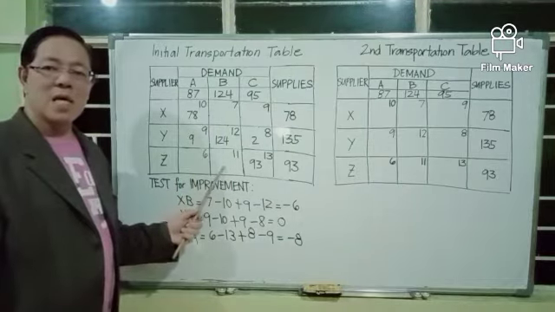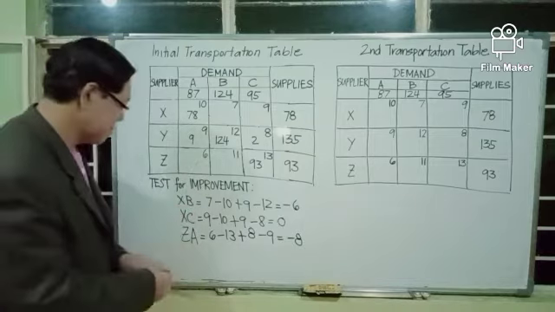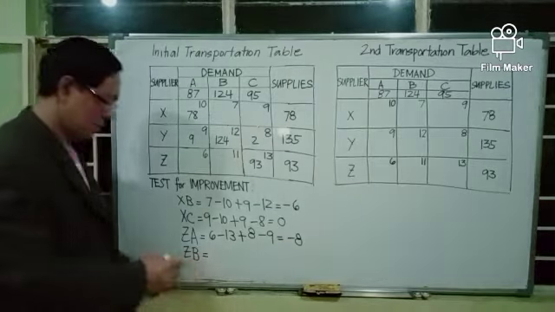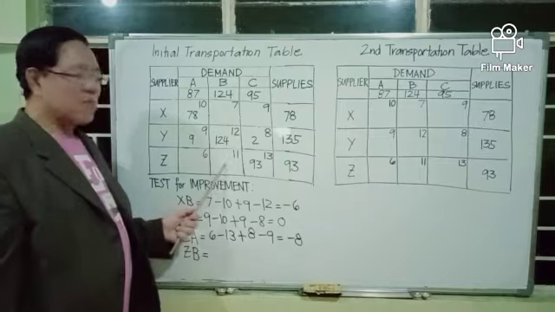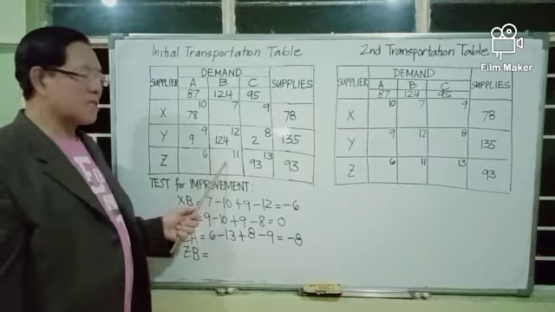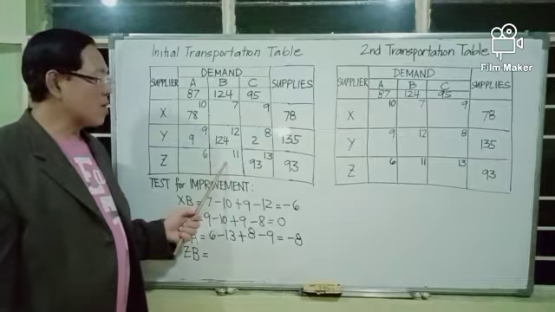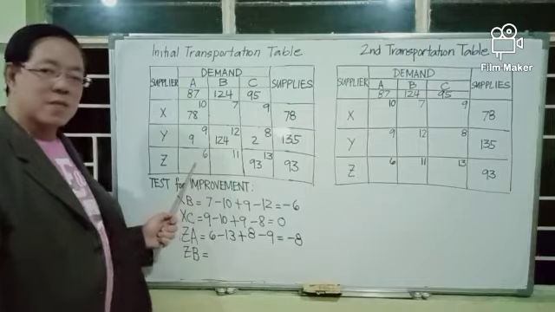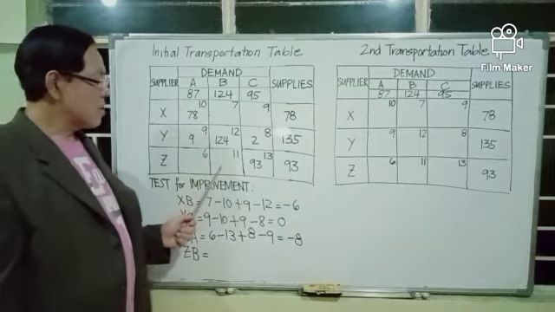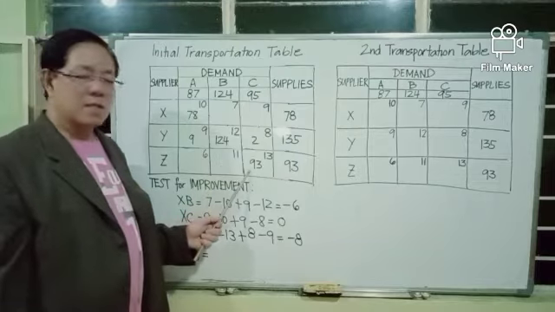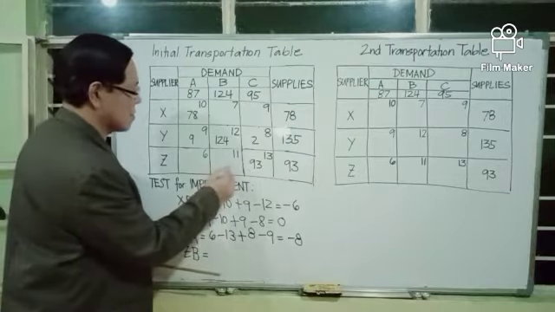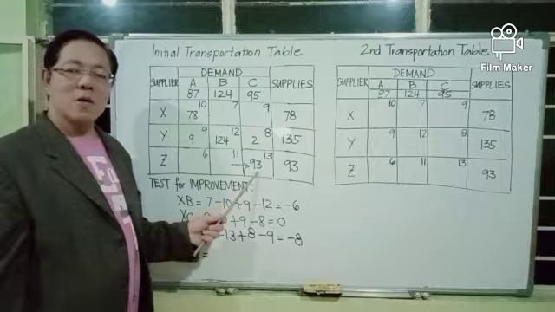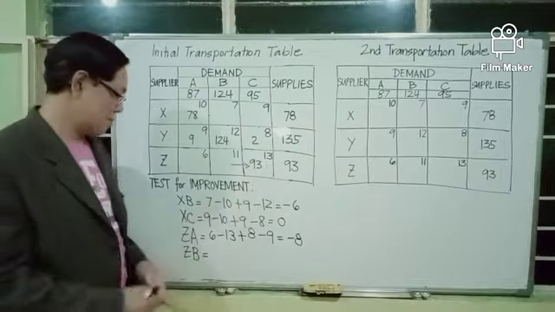This vacant cell we name as the vacant cell ZB. And we trace a closed path for this vacant cell ZB, beginning with a horizontal movement. We cannot move horizontally to the left to this cell because it is vacant. So our horizontal movement is to the right up to 93. And for this horizontal movement to the right, the cost is 13 pesos.